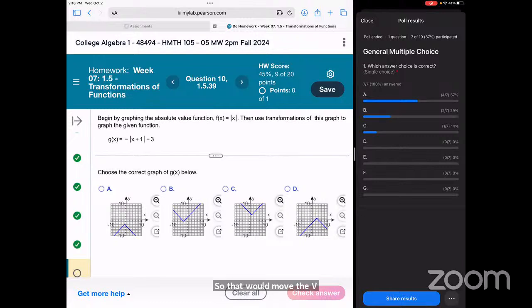Then we multiply the outside by a negative. That's going to flip it from up to down. So we know we went left 1 and it's upside down. So it can't be B or C. We can eliminate those two because they're opening in the wrong direction. And I think D looks like it went to the right. So by process of elimination, it should be A. I agree with the majority here. Check.